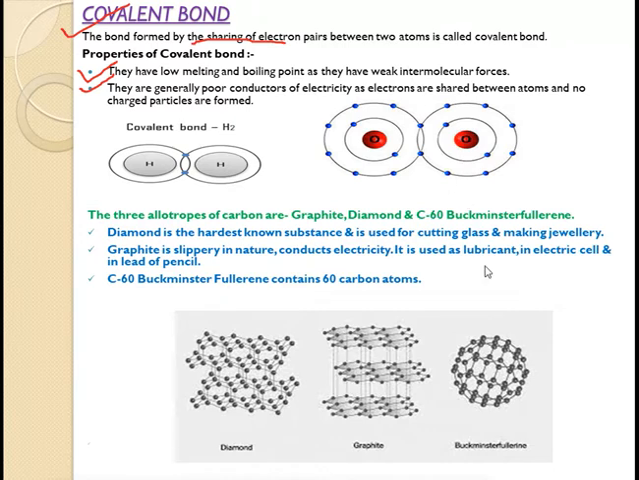Now I will tell you about the allotropes of carbon. Allotropes means what? Allotropes means the forms of carbon. Allotropes have the same chemical properties, but physical properties are different. Physical means their look and appearance are different. Chemical properties are same, but physical properties are different. So more or less you should know that allotropes means the forms of carbon. So there are 3 allotropes of carbon: graphite, diamond, and C60 Buckminster fullerene.